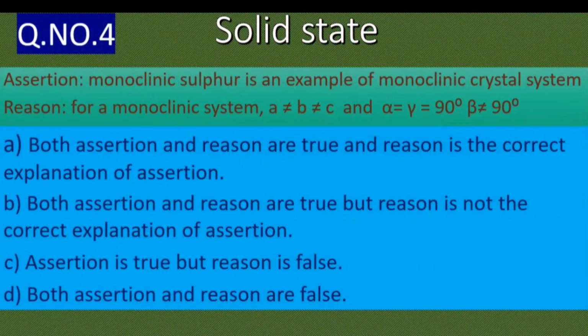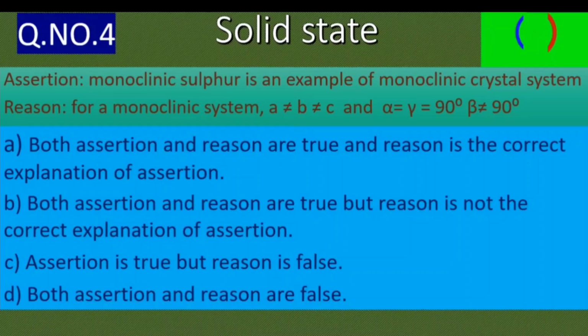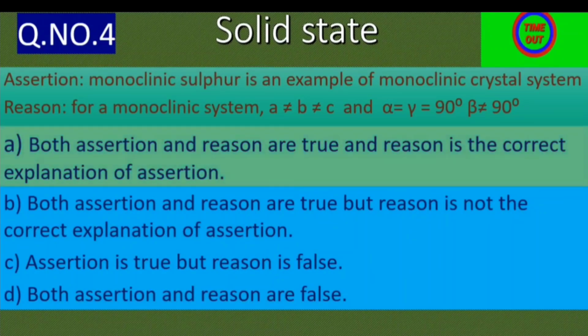Question number 4. Assertion, monoclinic sulfur is an example of monoclinic crystal system. Reason, for a monoclinic system, A not equal to B not equal to C and alpha is equal to gamma is equal to 90 degree, beta not equal to 90 degree. Answer, both assertion and reason are true and reason is the correct explanation of assertion.